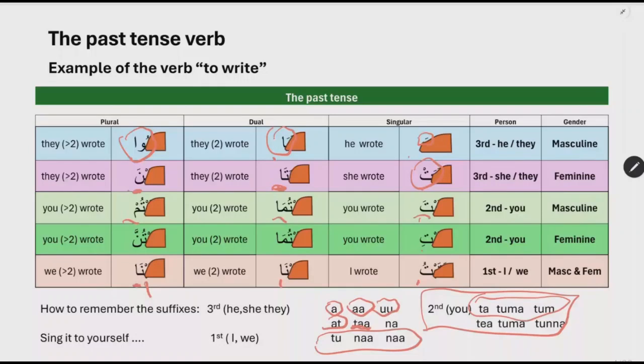If you take shariba, same thing: shariba, sharibā, sharibū, sharibat, sharibatā, sharibna. And sharibta, sharibtumā, sharibti, sharibtunna, sharibtu, sharibnā. Okay, so this is essentially the past tense that you need to remember. Any triliteral verb will fit in this orange block, and then what's remaining is that suffix that you need to remember, make a note of. Right? So that's the past tense.